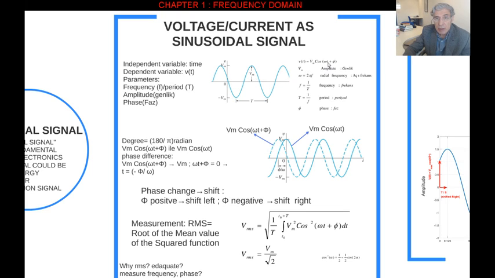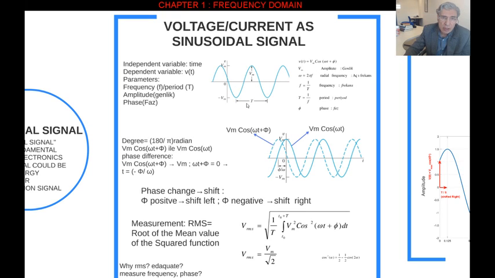This omega is the coefficient of t. It's called radial frequency or angular frequency, and it's equal to 2πf. That f is the frequency of that sinusoidal function. There is another term that we use related to this frequency, which is its inverse. The inverse of frequency is called period. Let's explain what these frequency and period are.